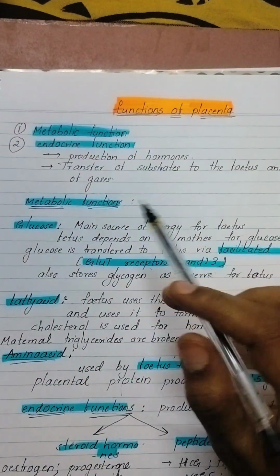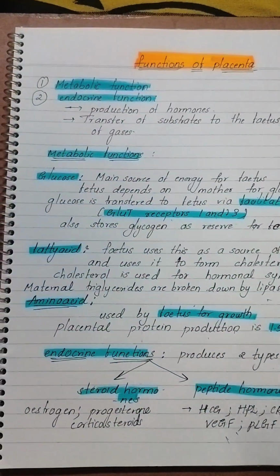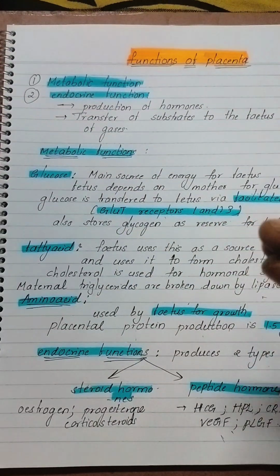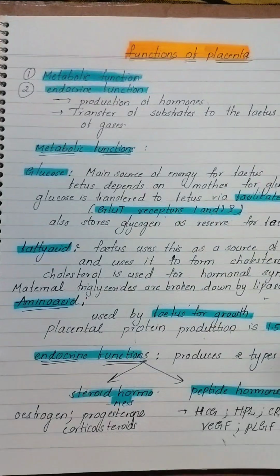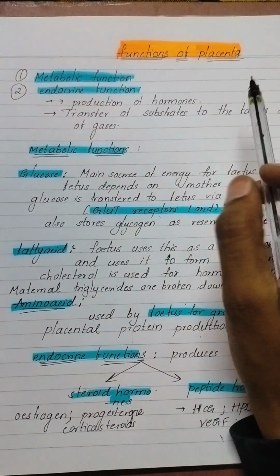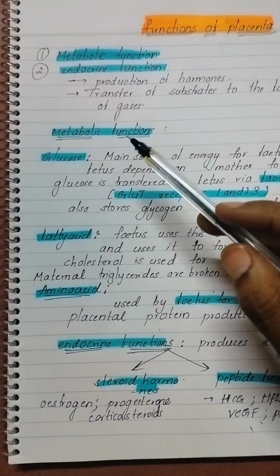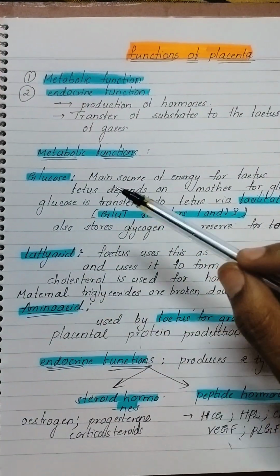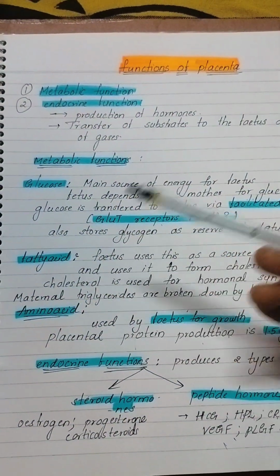Now coming to metabolic functions. In metabolic functions, what it does is it helps the exchange of substances between the fetus and the mother. What are the substances that are exchanged between the fetus and the mother? As I already told you, here it is gases, and more glucose, fatty acids, and amino acids. So these are the substances which are exchanged between the mother and the fetus.